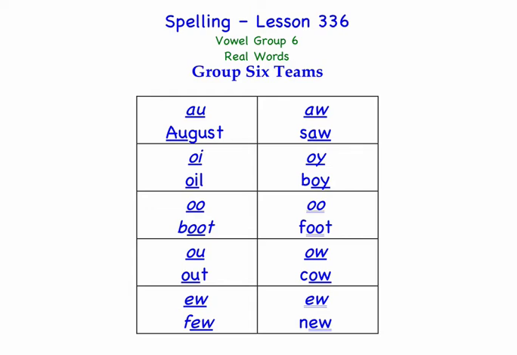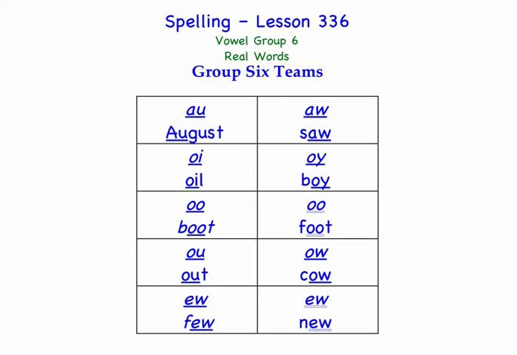OI and OY, same situation. They both represent the sound oi, as in oil and boy. We normally use OI at the beginning of the word or in the middle of the word to represent that sound. And at the end of the word, we tend to use OY.